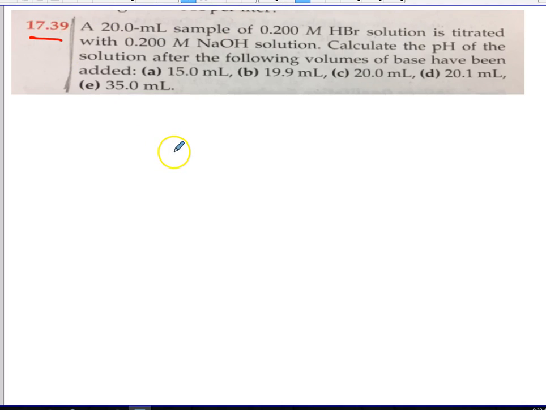Yeah. So here we go. We have A, B, C, D, and E. And yeah, we can do all of them. And it is not that bad. So here we go. We are going to, first off, is this a strong acid? Yes.